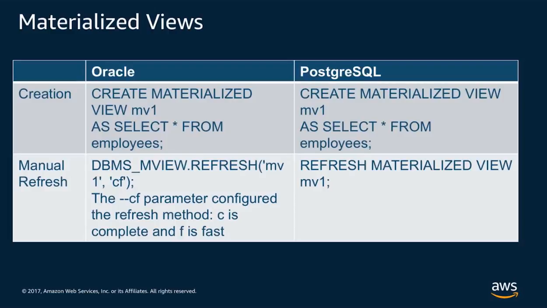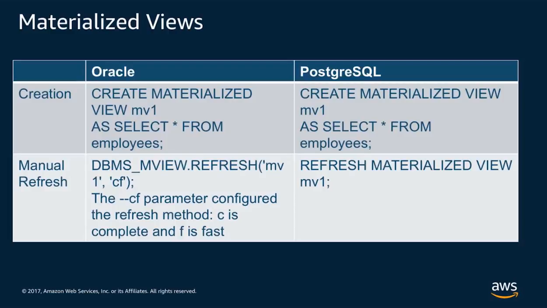What we are going to do here is compare how materialized views look in Oracle and how they look in Postgres. If you look at the syntax there, it's pretty much similar. You go ahead and create a materialized view called MV1 here, and you're selecting all the data from the employees table. Now, the actual difference between Oracle and Postgres comes when it comes to refreshing these views.